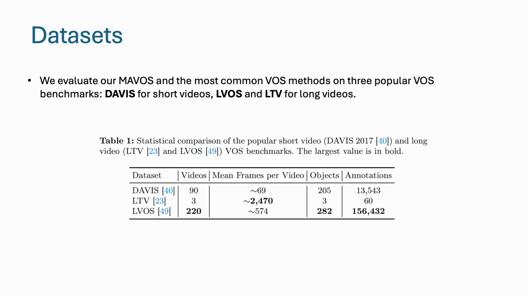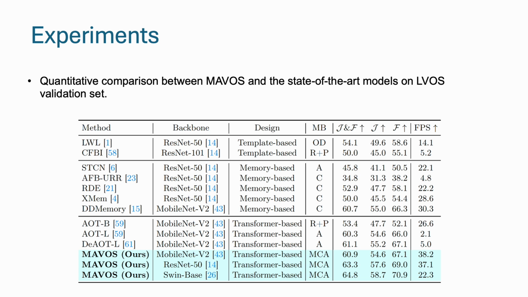We evaluate our method and the most common VOS methods on the widely used short and long video benchmarks. In Table 1, we show the number of videos, mean frames per video, number of objects, and the number of annotated frames for each dataset. We present a quantitative comparison with state-of-the-art models in zero-shot settings on the validation set of LVOS. The FPS of all methods is measured using V100 GPU. Our method performs favorably in terms of accuracy with superior speed against existing transformer-based methods and achieves an optimal trade-off with different backbones between the accuracy and the FPS.